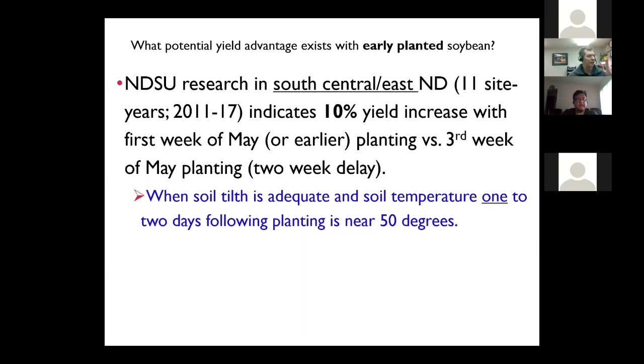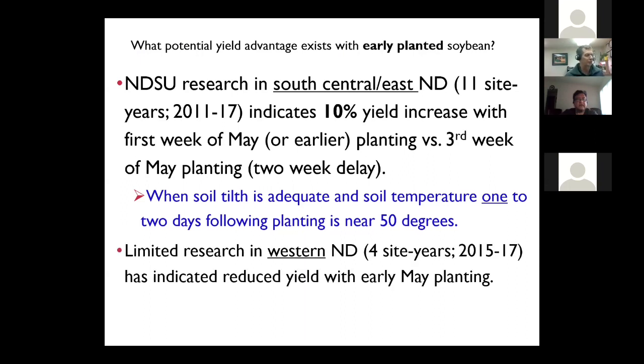But the rest of the story is, and this is preliminary data, but it's from Western North Dakota, at least 4 site years that I've investigated showing actually a reduced yield in planting in early May versus mid-May. And I think it's likely due to no-till being so much more common in the West, and particularly in these trials, where we have soil temps that don't warm as quickly.